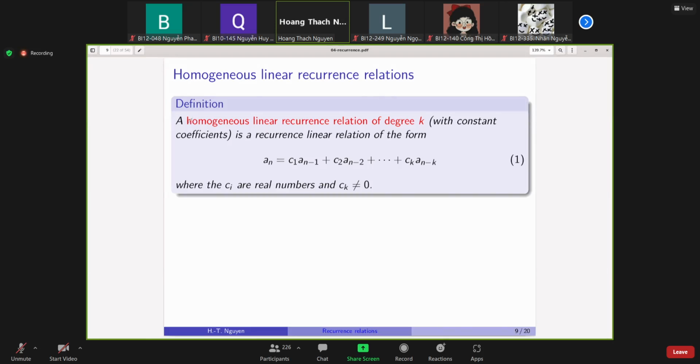and this in Vietnamese is called quan hệ truy hồi tuyến tính thuần nhất bậc k. Okay, so if you would like to look up the name in Vietnamese, then you can translate all these terms and do a quick search. You find documents about it online or in paper.